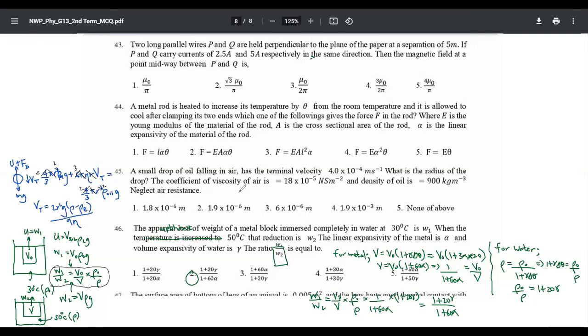Vt is 4 into 10 to the power minus 4, equal to 2 into r squared into g, within bracket rho. Rho is, yeah, density of oil is that. What about density of air? They have ignored it, no? Yeah, upthrust is normally ignored, no? When something falls in air, we know no upthrust. Within 900, just put 900 there. Over 9 eta. Eta is given 18 into 10 to the power minus 5.